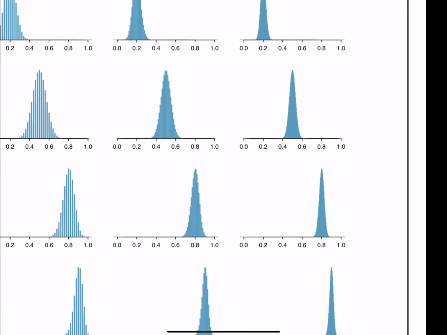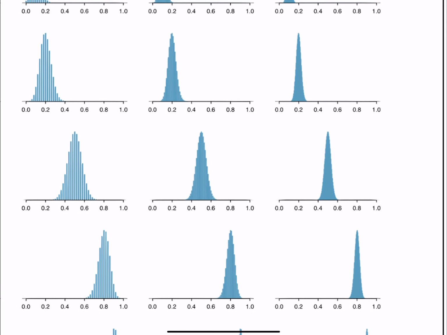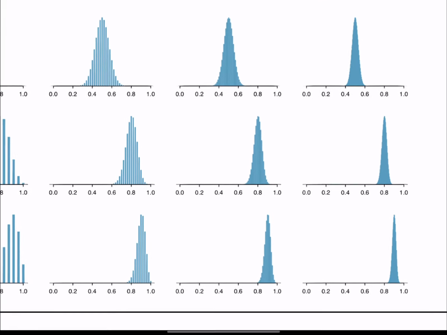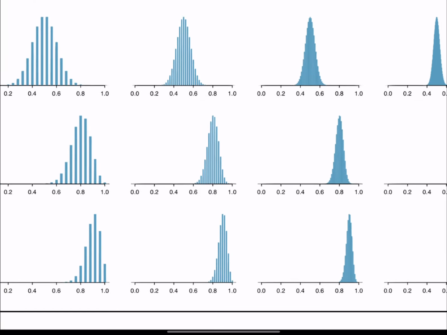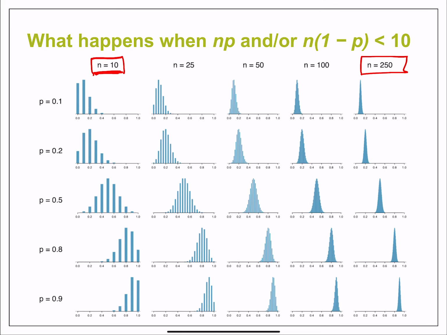It's almost like the ridges are gone, right? It looks almost like a perfect normal distribution for each of these proportion values. In general, even though our minimum requirement is 10 successes and 10 failures, we kind of want to go for a larger sample size.